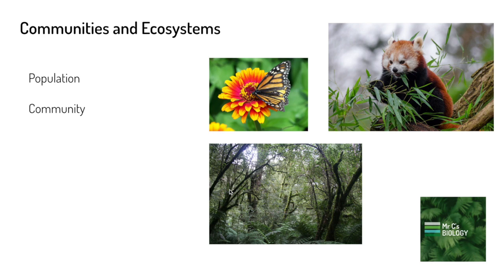The community is all of the different populations in one area at a time. So a community might consist of a population of oak trees and a population of aphids and a population of humans in one area.